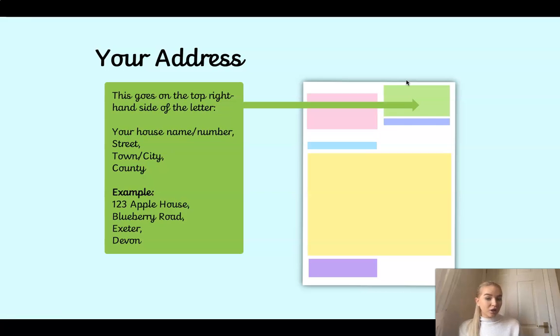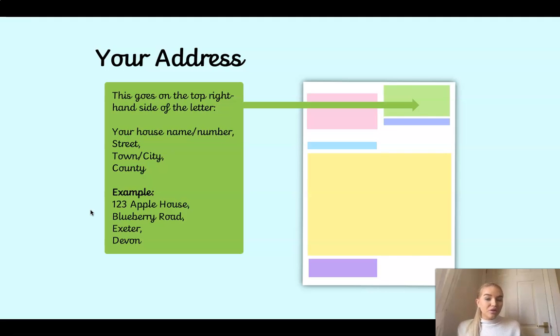Your address needs to include your house name or number, or in our terms, our school name, the street, the town or city, and the county. So you can see here the example is 123 Apple House is the house name, Blueberry Road is the street name, Exeter is the town, and county is Devon.